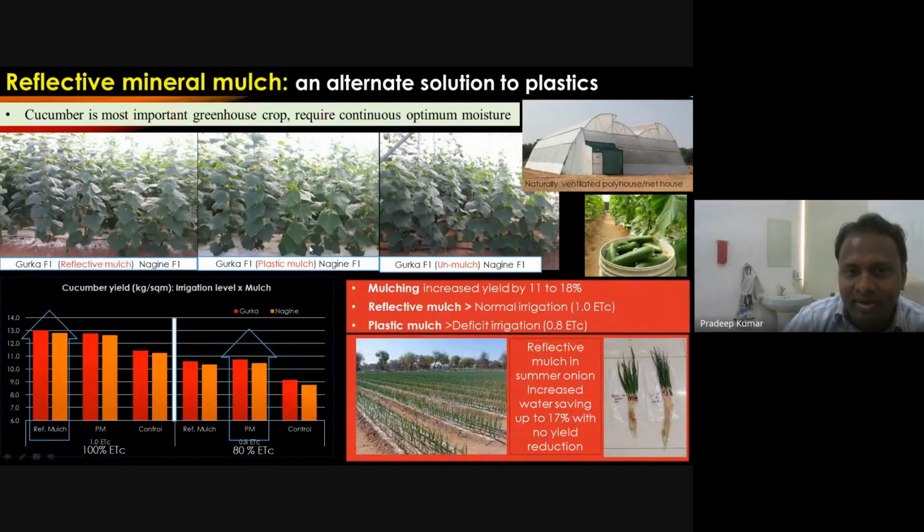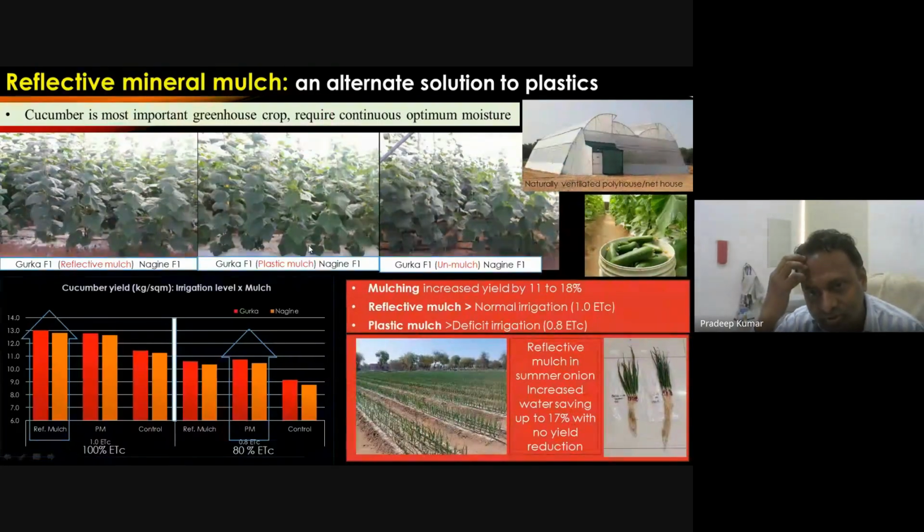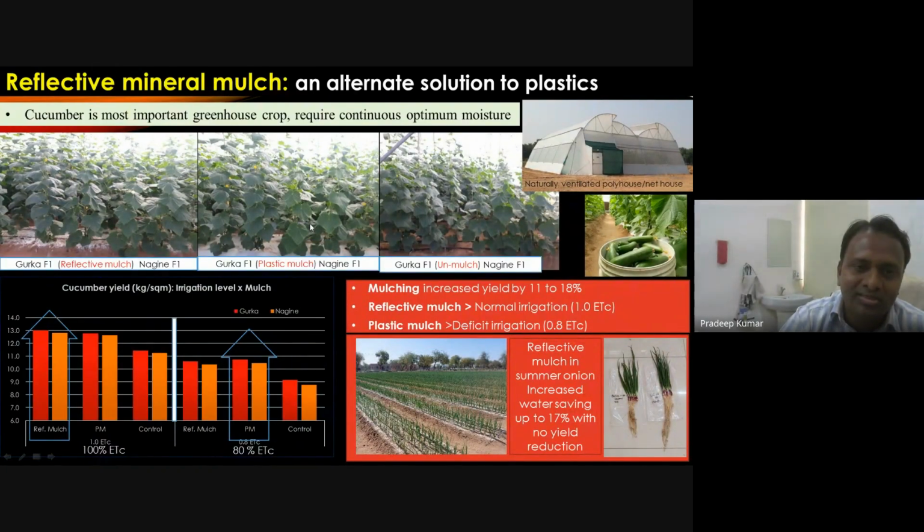And moreover, when farmers use plastic mulch during summer, there is a problem of early establishment because of high temperature, poor lanky growth, and sometimes root burning. Mulching in greenhouses in high temperature areas is used in 2 seasons only, one is the rainy season and the other is the winter season. In the summer season, they avoid it. But this mulch can be used around the year with multiple benefits.